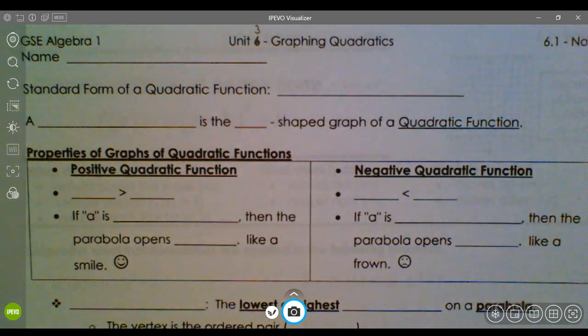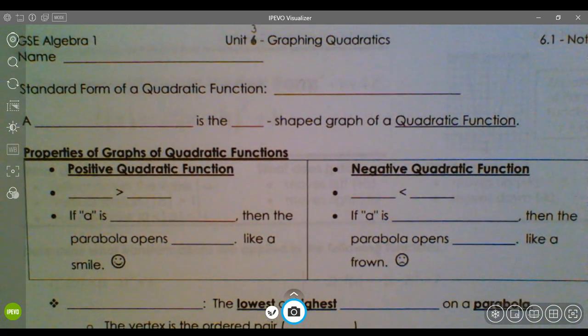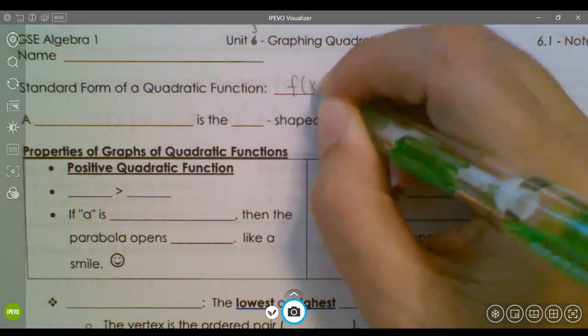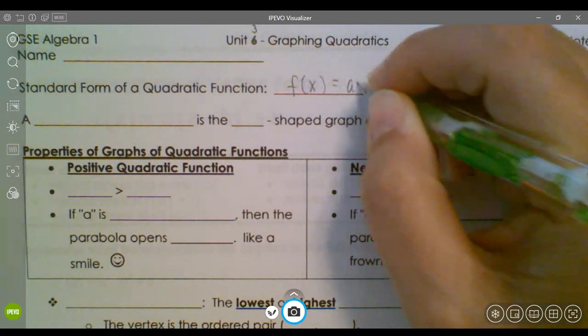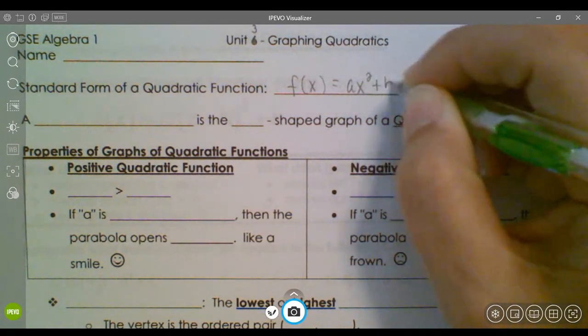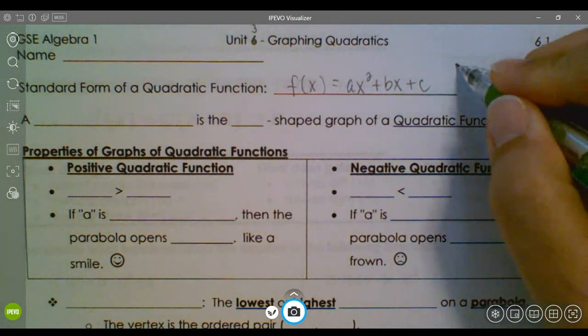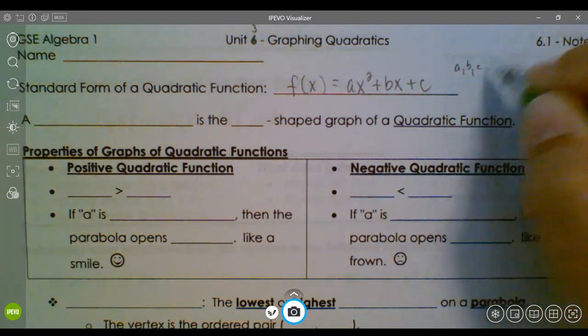So we've talked about a quadratic function. We looked at the basic graph of it, but now we want to do a little more with the graphing. So let's start with one form of a quadratic function. f(x) = ax² + bx + c. a, b, and c are numbers.